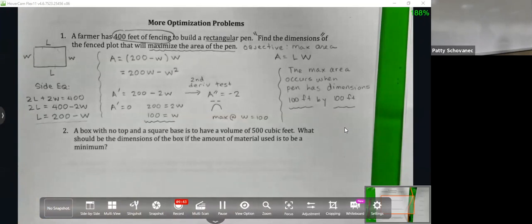Okay, the second one. A box with no top and a square base is to have a volume of 500 cubic feet. What should be the dimensions of the box if the material used is to be a minimum?